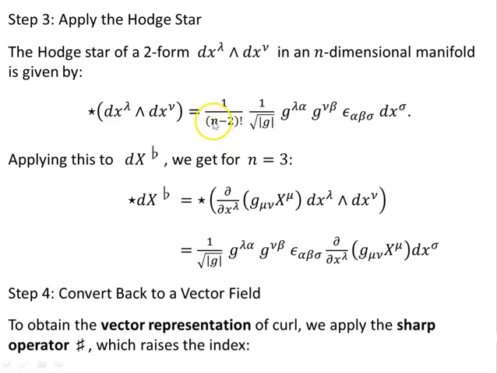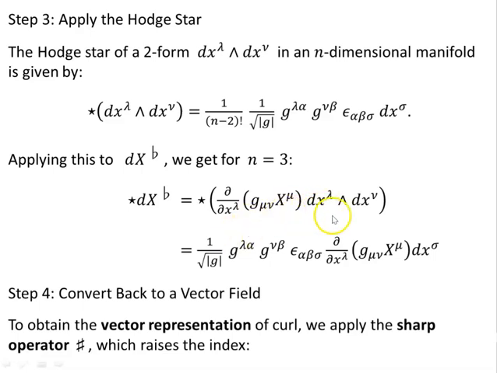Okay, but here n is 3, so that'll be 1 over 1 factorial, which is just 1, so that'll drop, it won't explicitly appear. And we have here 1 over the square root of the absolute value of the determinant of the metric. All right. And then applying this to dxb, we get for n equals 3, dxb is the Hodge star of all of this.